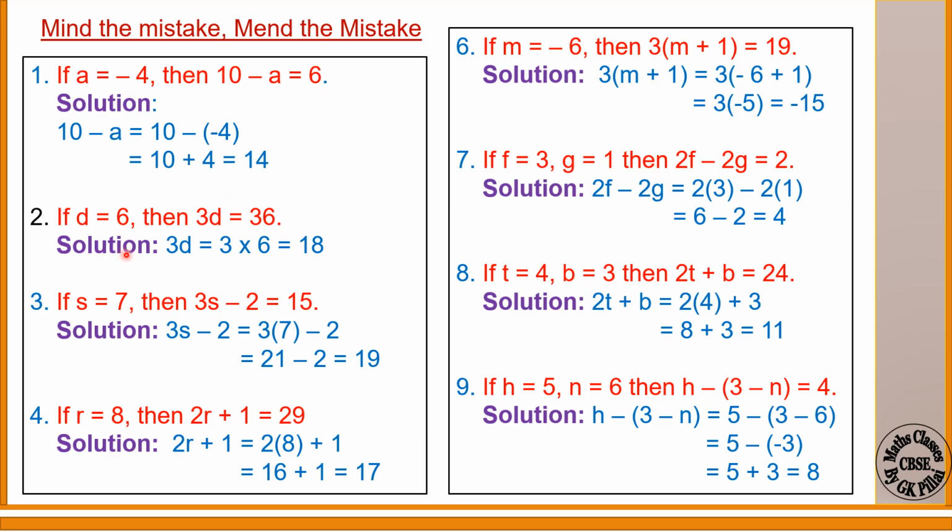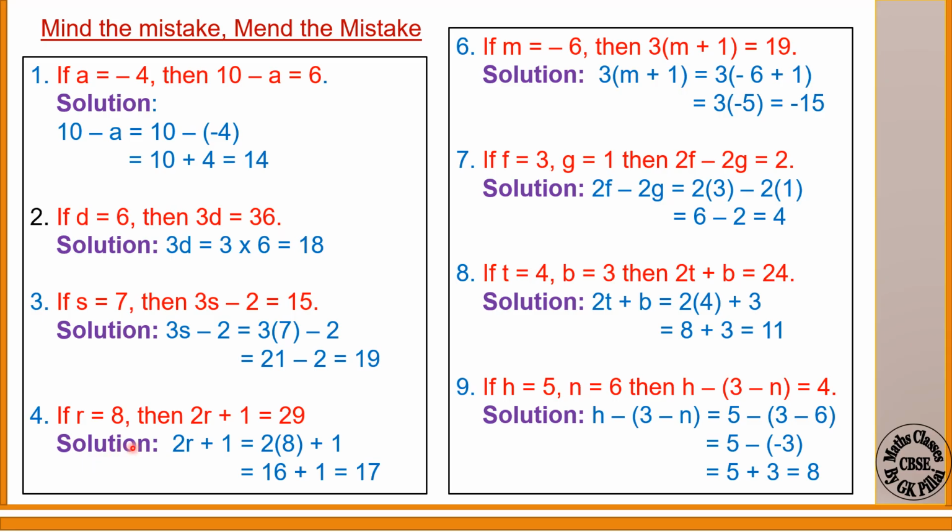If d equal to 6, then 3d equal to 36. This is a very simple thing. 3d will be 3 into 6, 18. If s equal to 7, 3s minus 2 equal to 15. 3s minus 2 will be actually 3 into 7 minus 2, 21 minus 2, 19. These are all casual mistakes.